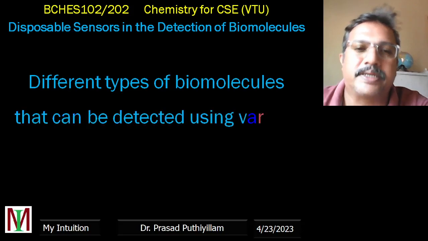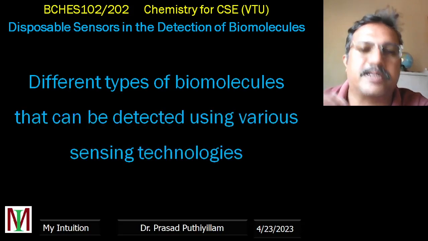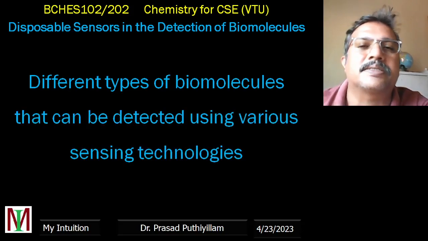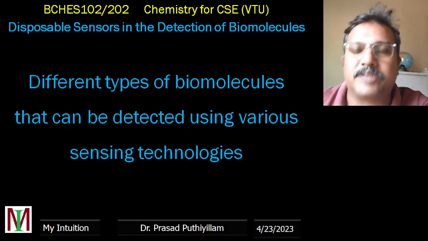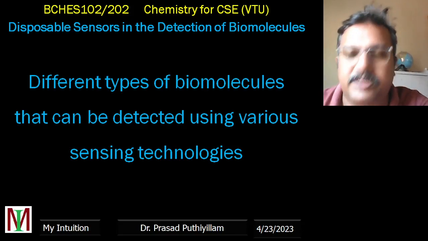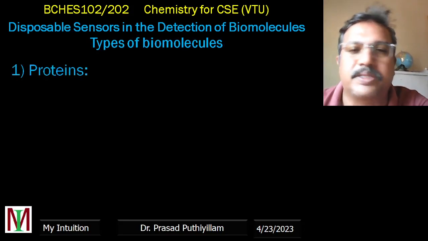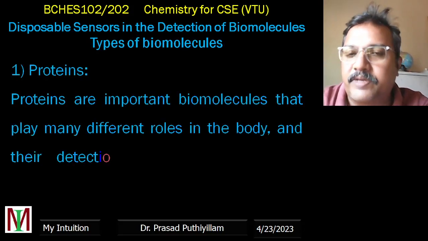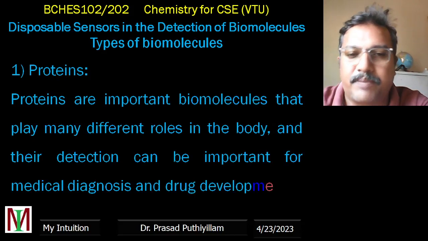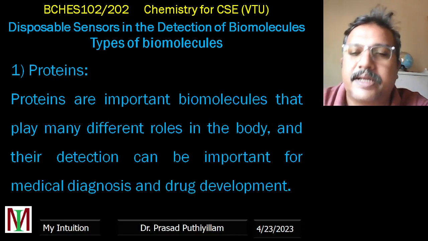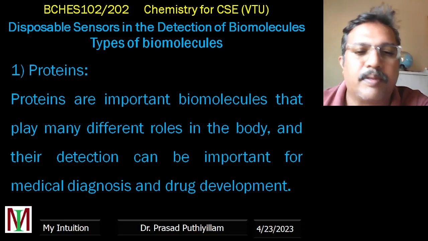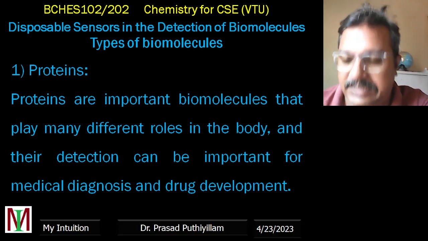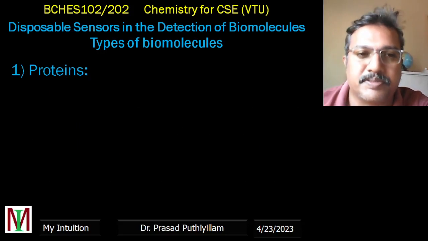So let us begin. Different types of biomolecules that can be detected using various sensing technology. So when we say detection of biomolecule, which are the biomolecules which can be detected, and why are we doing this work? We can detect proteins. Proteins are very important biomolecules which play many different roles in our body. Their detection can be very important in medical diagnostics as well as drug development cases.